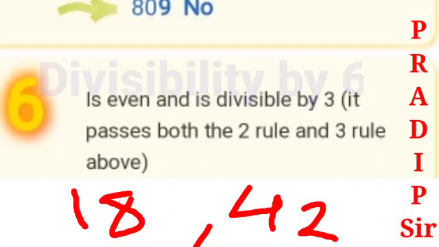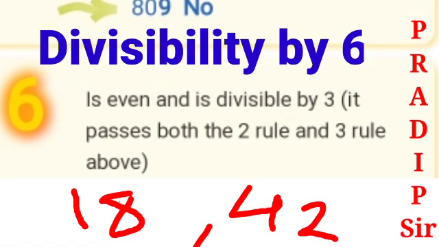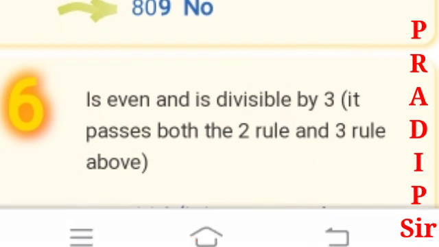And next is divisibility by 6. In order to test the divisibility of a number by 6, the number should be divisible by 2 and the number should be divisible by 3. Any number which is divisible both by 2 and 3 is divisible by 6. If we take the example of 18, 18 is divisible by 2 and 3, so it's divisible by 6. Same for number 42, 42 is divisible by 2 because it is even, and also 4 plus 2 is 6, divisible by 3. So it is divisible by both 2 and 3, so it is divisible by 6.